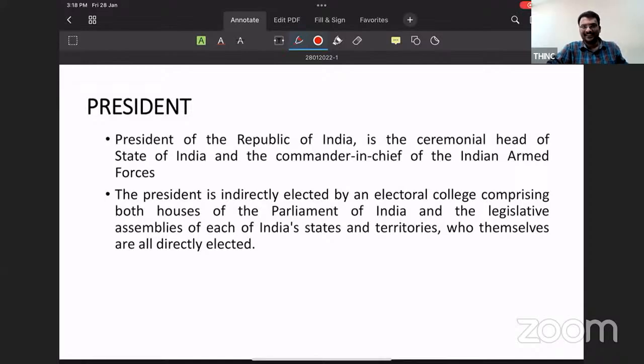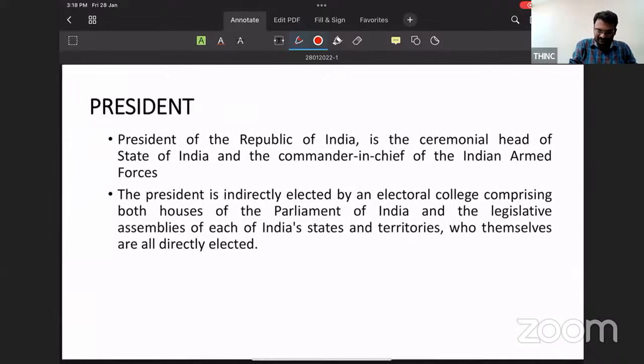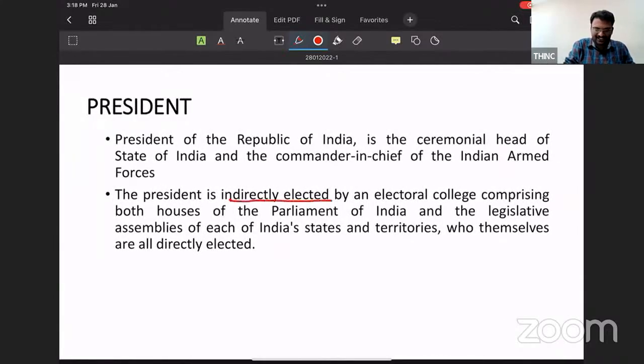The real head is the prime minister himself. The president is only a ceremonial head, and he is indirectly elected. What is that indirect election? We need to have some idea about that election. He is indirectly elected by an electoral college.